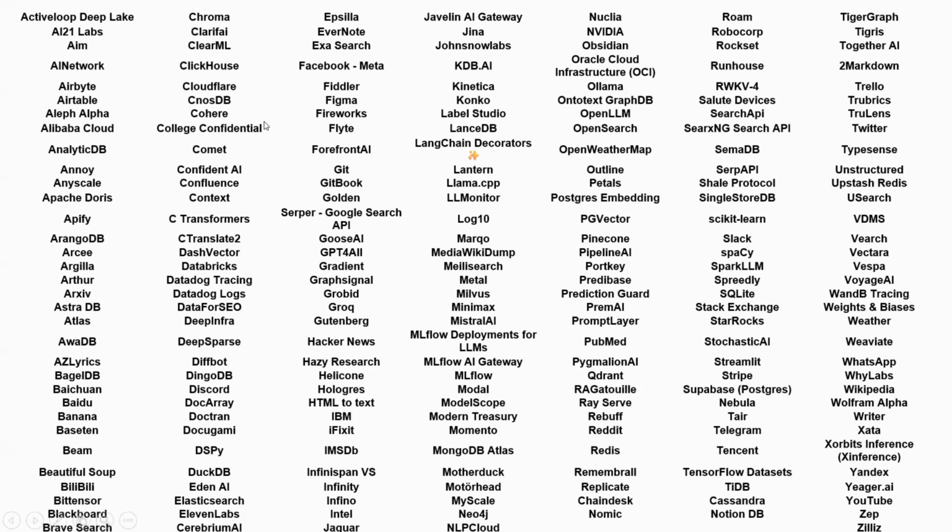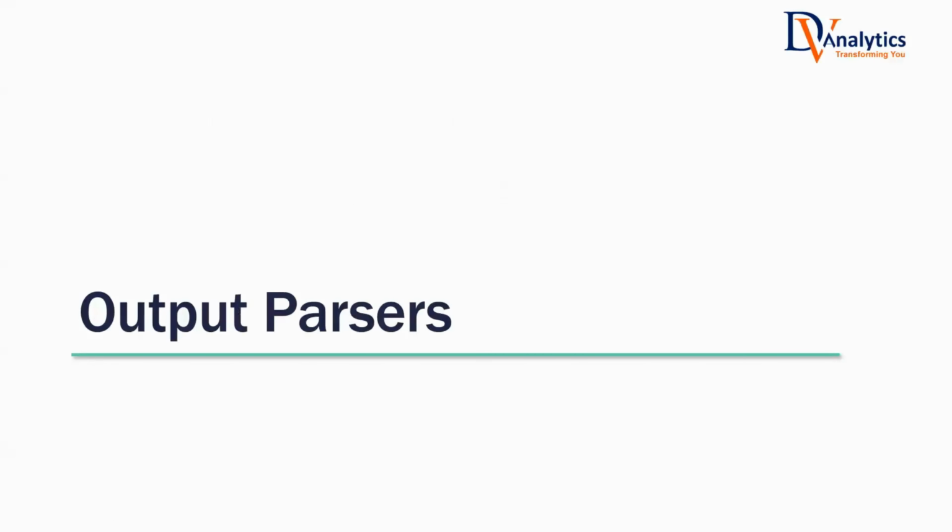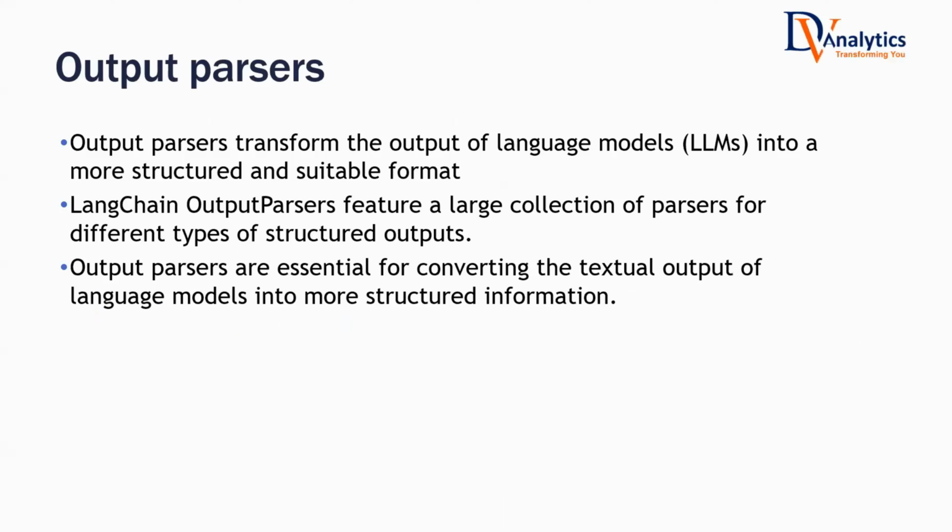Now let's go to the output side. Now we are going to discuss something called output parsers. Until now, the output that we get out of the large language model is some kind of string only. It will be a lengthier string.